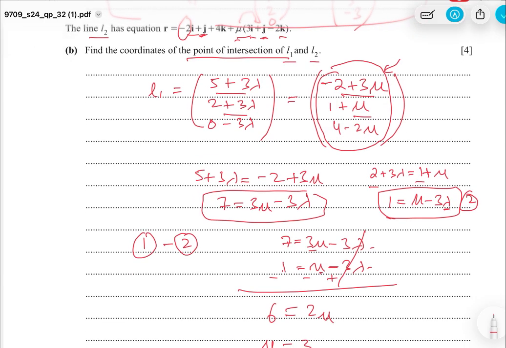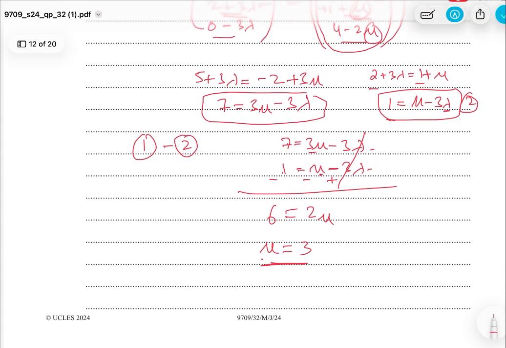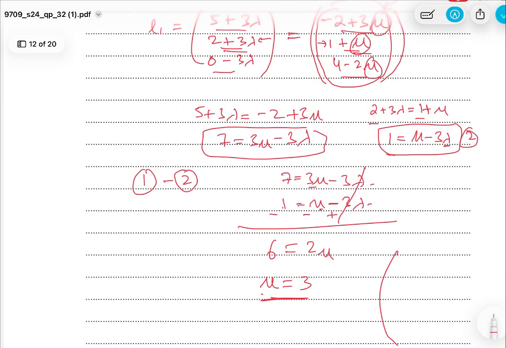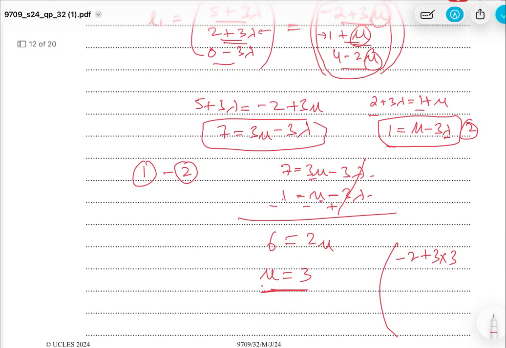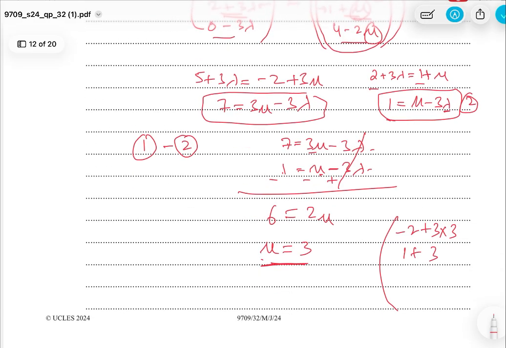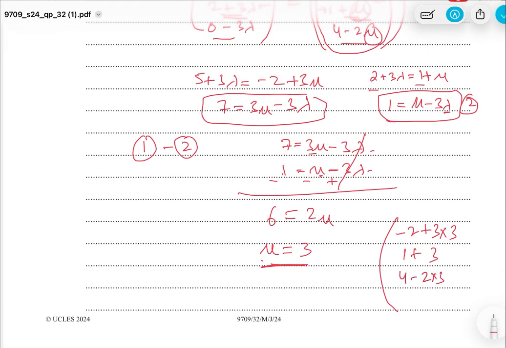See, listen. These two coordinates will be the same, right? So if we find lambda and put the values over here, the answer would be the same as here. So what is the benefit of finding lambda? We know mu, we'll put the value of mu over here because the coordinates will be the same. So we will have the coordinates as 2 minus 2 plus 3 times 3. Yes or no? And 1 plus 3, and 4 minus 2 times 3.